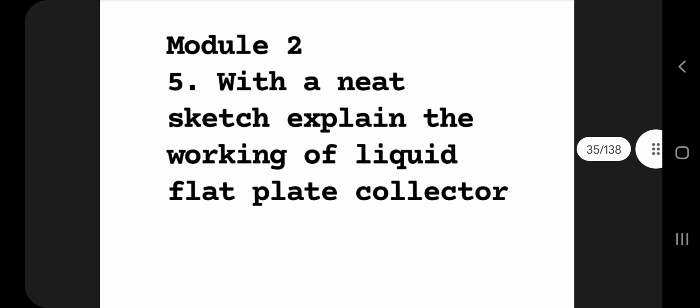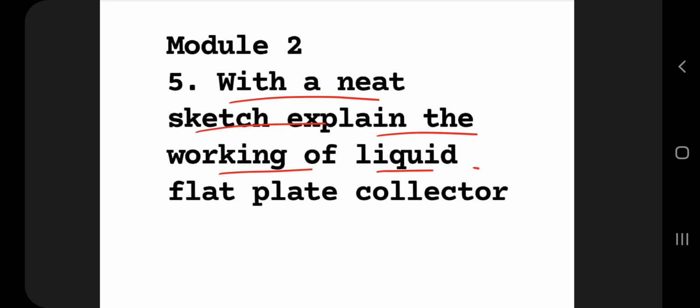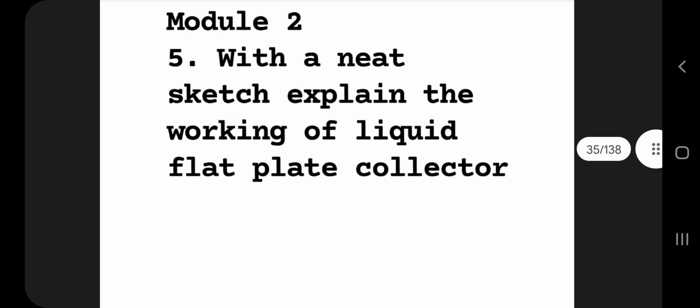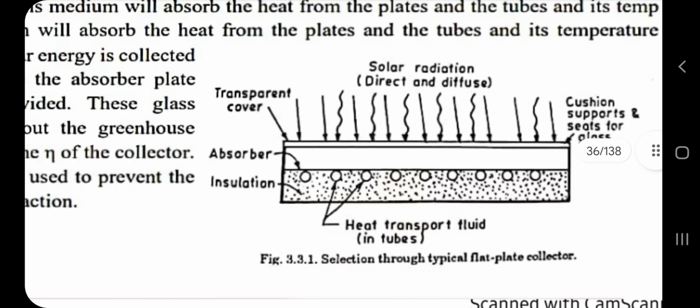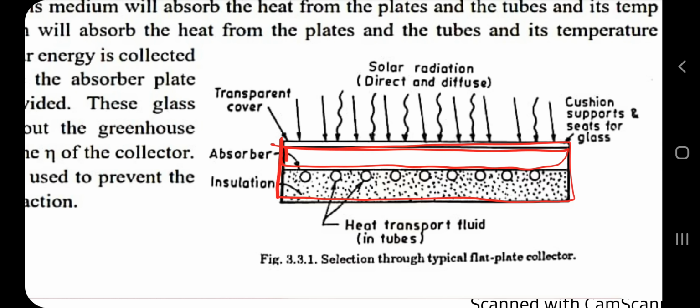Fine. Next we have: explain with a neat sketch the working of a liquid flat plate collector. Liquid flat plate collector. Okay, very important question. So make sure you go through it very well. First make this diagram. I can give you a hint. Draw a cuboid like this, and divide it into two parts. The top part will be the glass part, and here you will be having liquid.